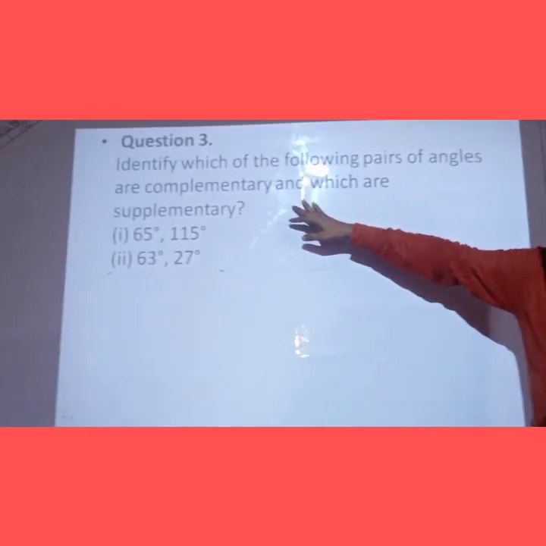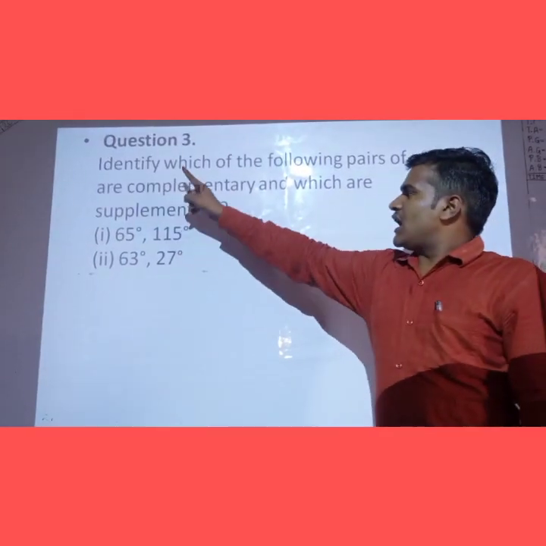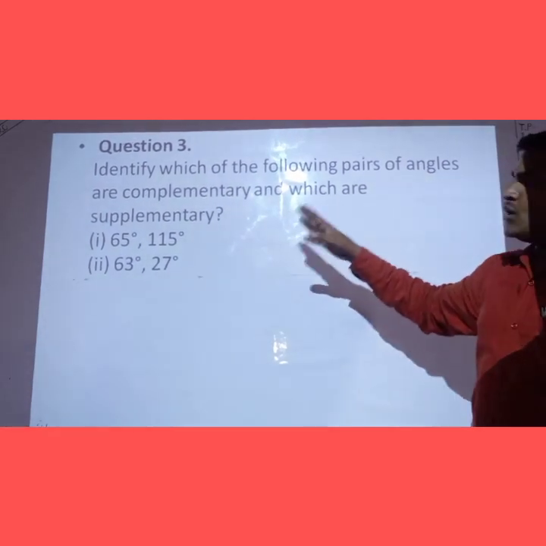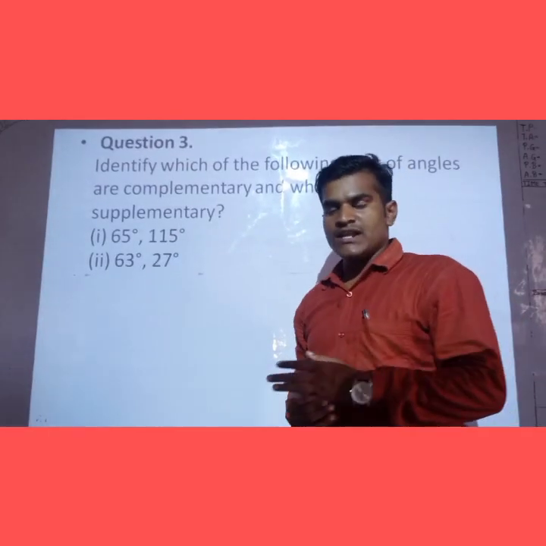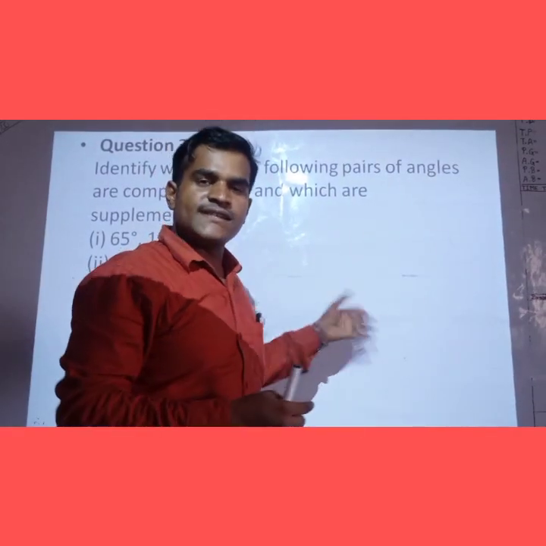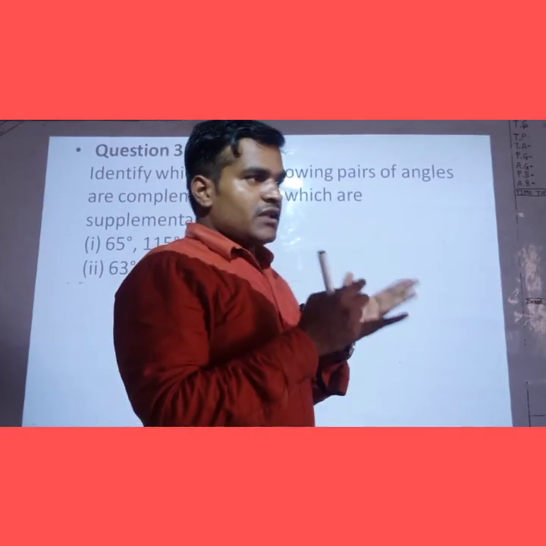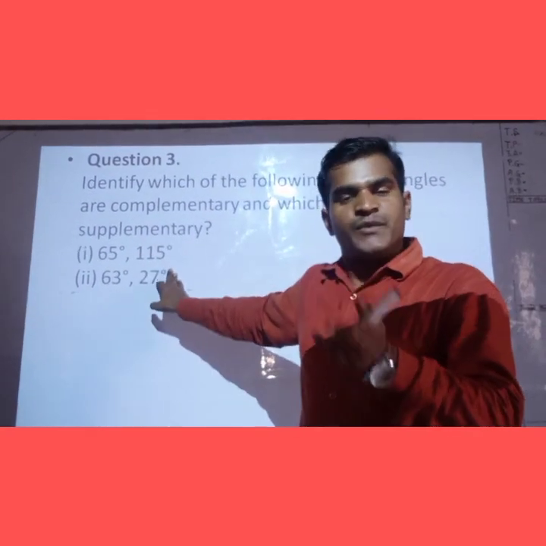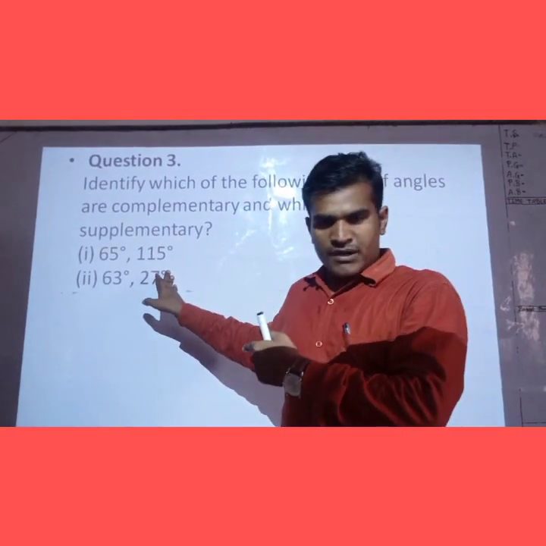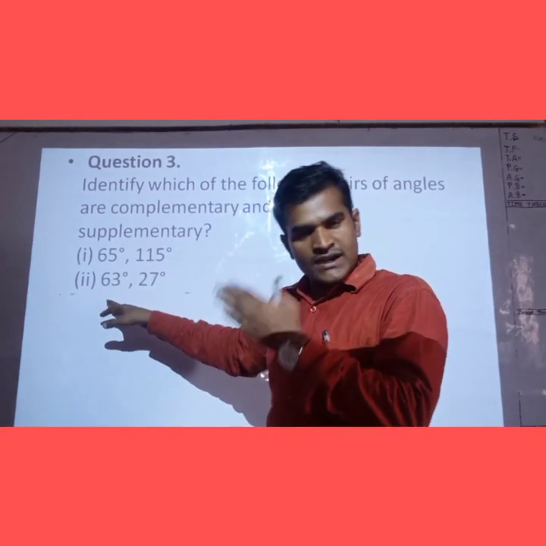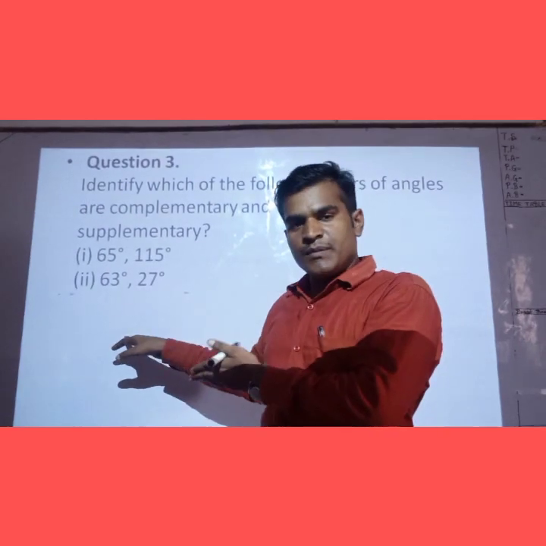In question number 3, it is given: identify which of the following pairs of angles are complementary and which are supplementary. Children, if the sum of the given angles is 180 degrees, then that pair is called supplementary, and if the sum of the given pair is 90 degrees, then it is complementary.